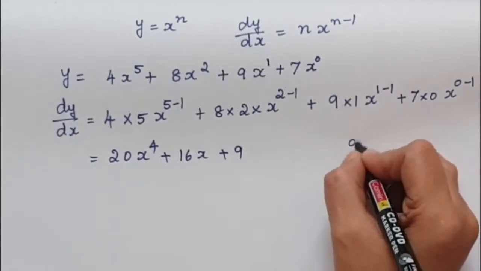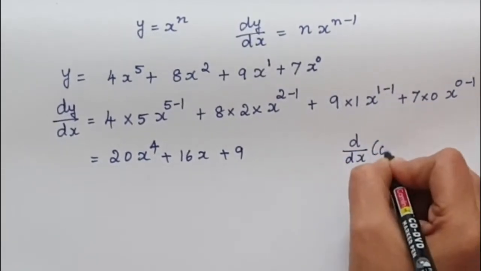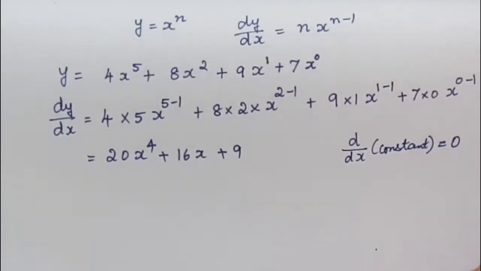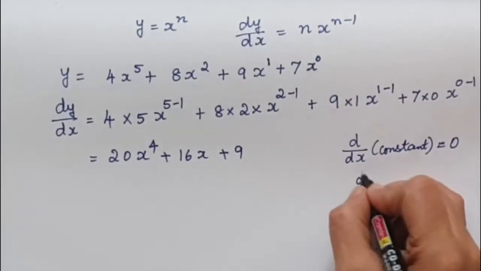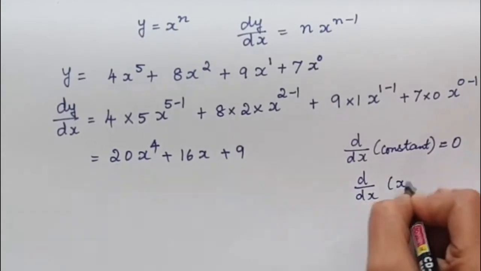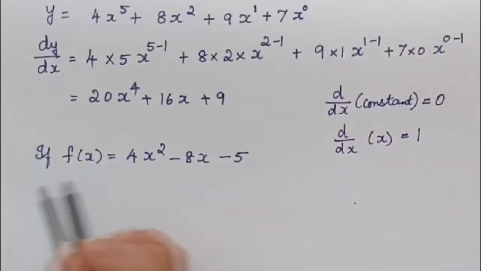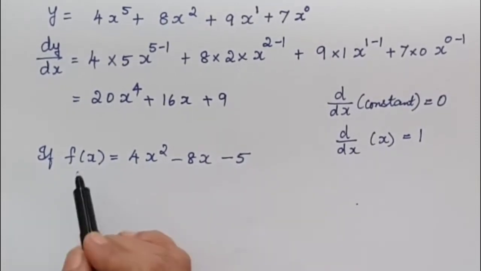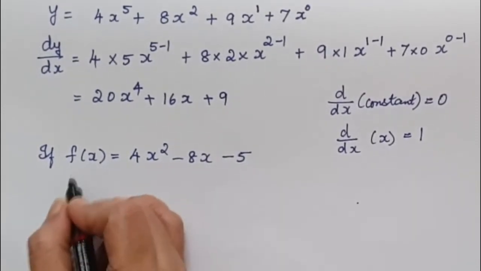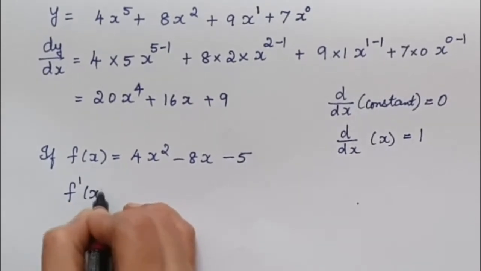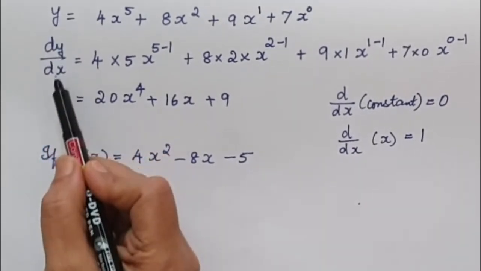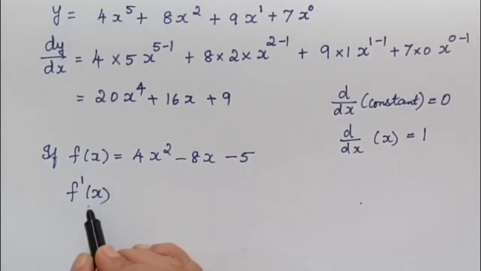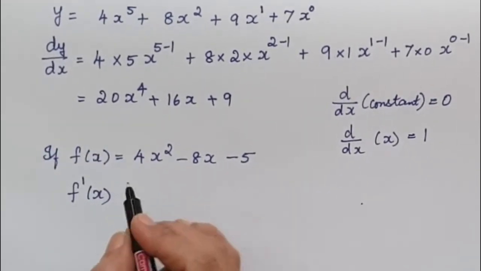So we understand the differentiation of a constant. A constant is nothing but a number. When you differentiate a constant, it is 0. When you differentiate an x, it will be equal to 1. If f of x equals 4x square minus 8x minus 5, in order to differentiate, we write the symbol as f dash of x. When it is given as y, we write it as dy over dx. When it is given as f of x, we write it as f dash of x. Both are the symbols of differentiation.